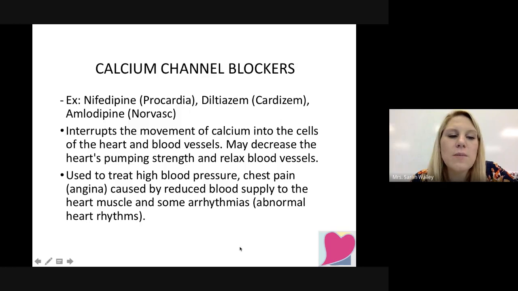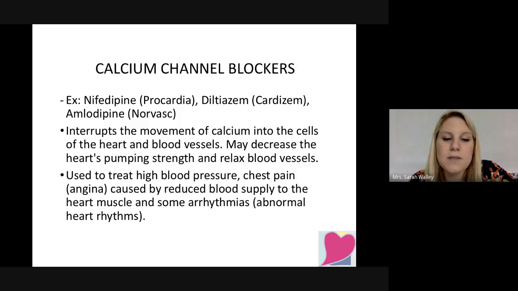Calcium channel blockers interrupt the movement of calcium into the cells of the heart and blood vessels, and may decrease the heart's pumping strength and relax blood vessels. They're used to treat high blood pressure, chest pain, or angina caused by reduction of blood supply to the heart muscle, and some arrhythmias as well.